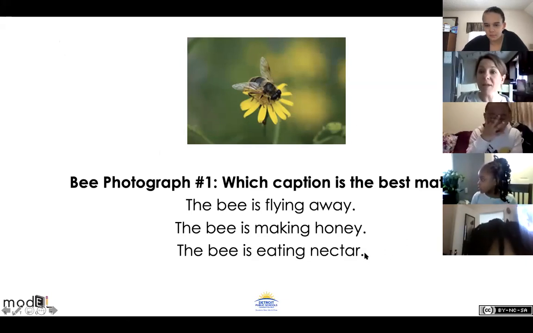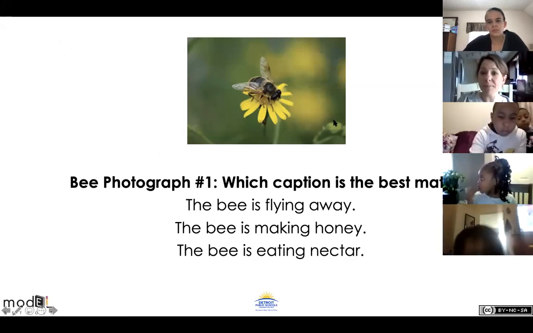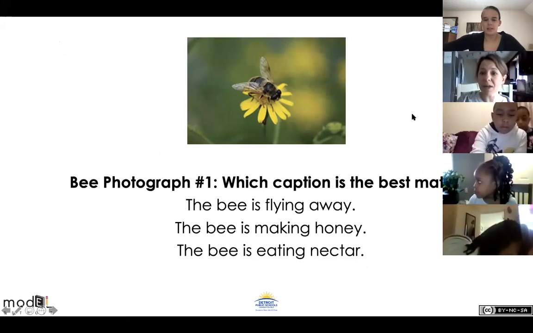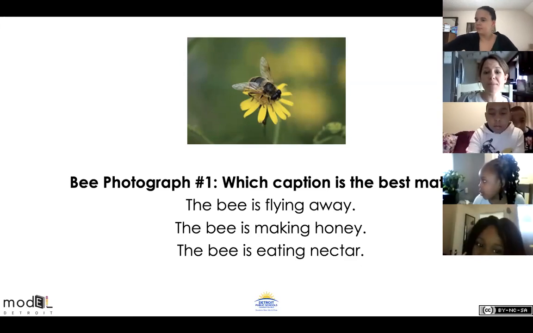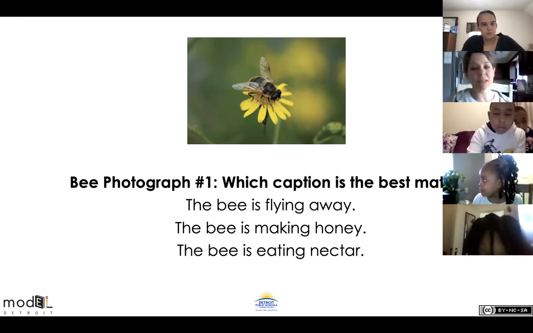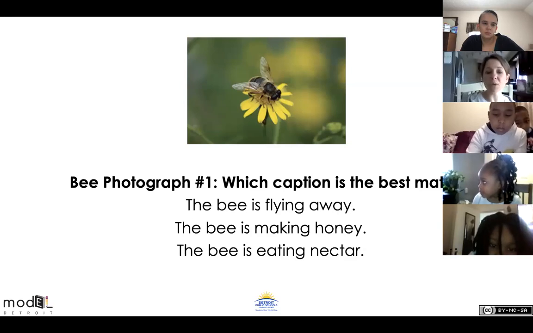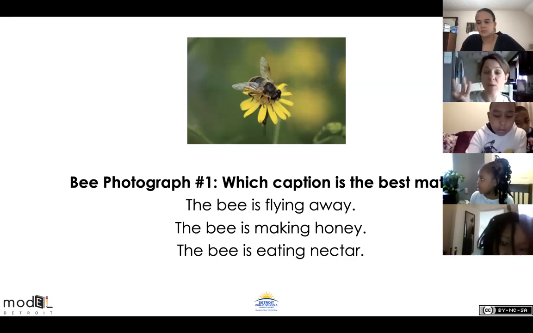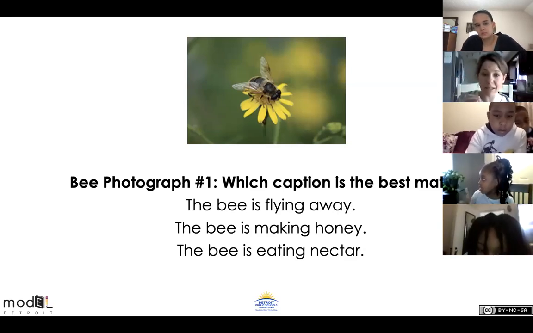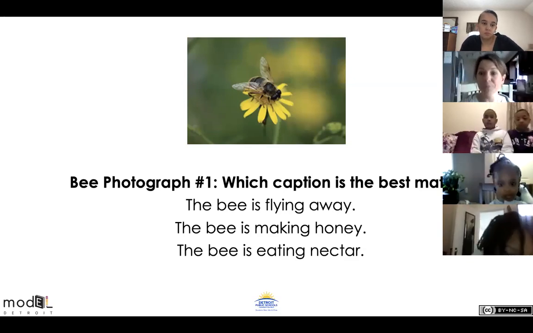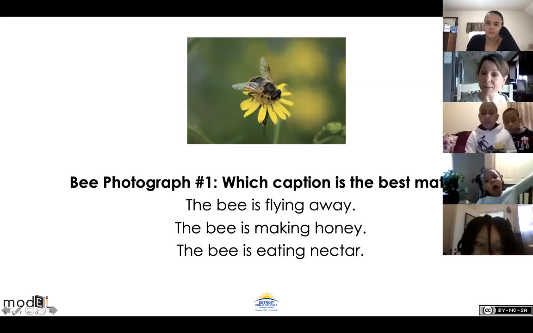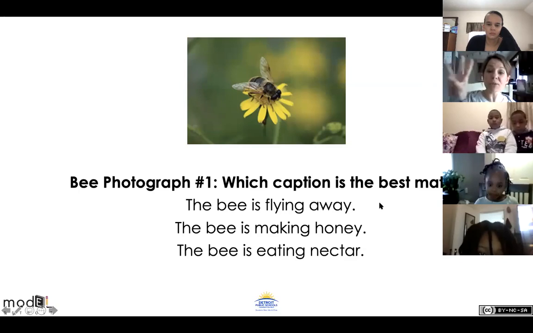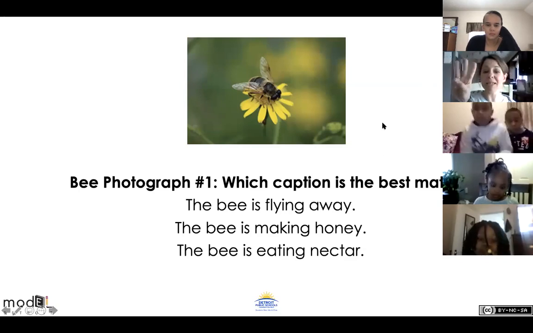You want to call on somebody, Miss Tishalay? Sure. I'm going to read the options and then choose which caption is the best match for the picture. So there's 3 different sentences. Which one matches our picture best? Sentence number 1 says the bee is flying away. Sentence number 2 says the bee is making honey. Or sentence number 3 says the bee is eating nectar.